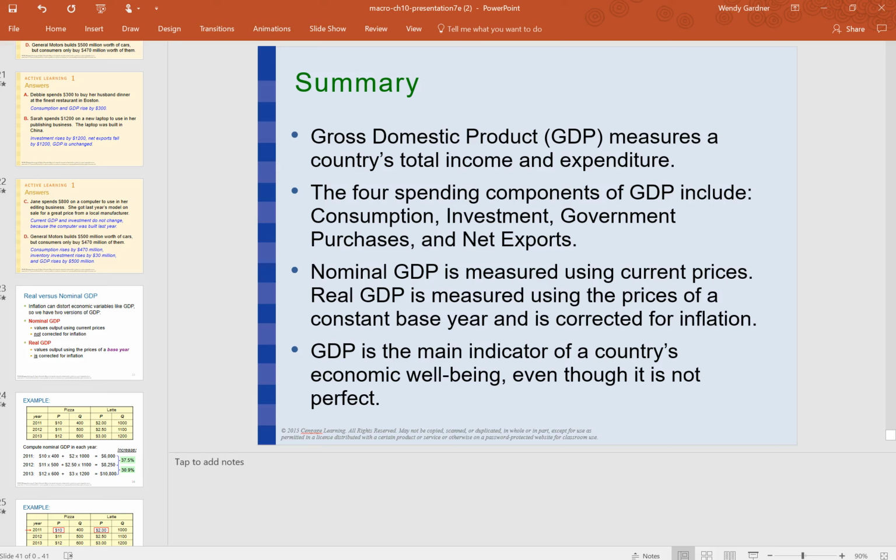Okay, that's the end of Chapter 10. Next week, we'll be looking at Lesson 6, Chapter 11, looking at the concept of inflation a little more deeply.